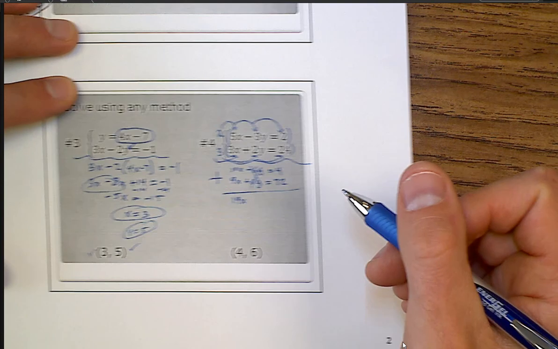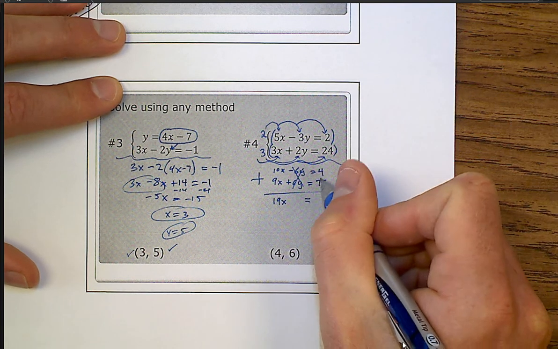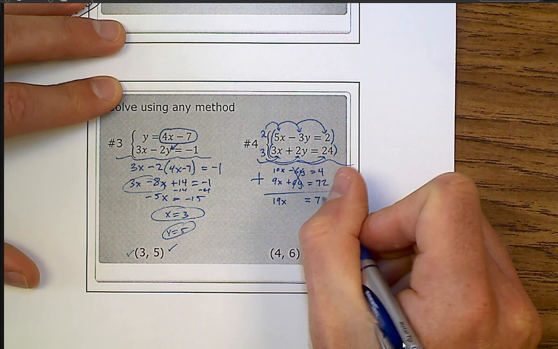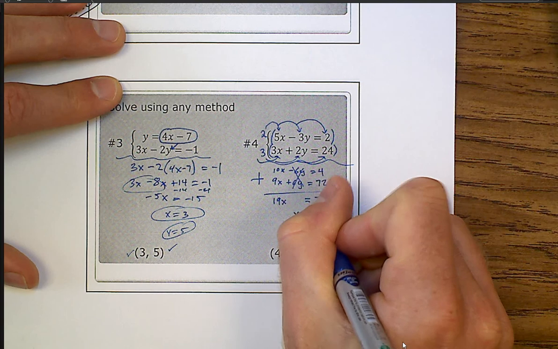Let's get this in the center here, sorry. And then drop my equal sign straight down, and 72 and 4 make a 76. And so 76 divided by 19 should give me 4. So x should equal 4. And the answer's right there, check.